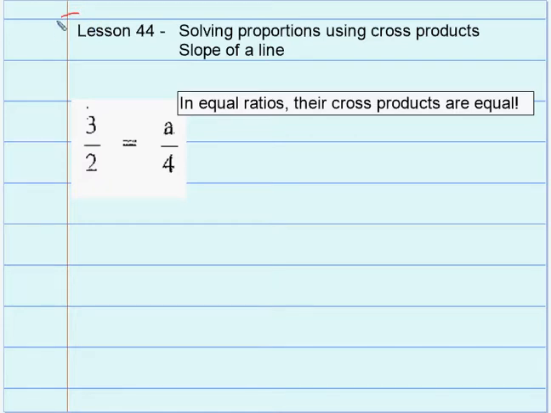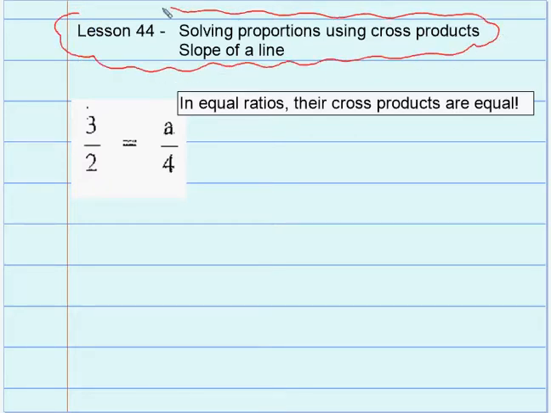Hi class, this is course 3, lesson 44, and today we're going to talk about two things that are going to seem like they're completely different. One is solving proportions using cross products, and the second one is slope of a line. Now, solving proportions using cross products, you already know how to do this, but I'm not sure that you know completely what you're doing.